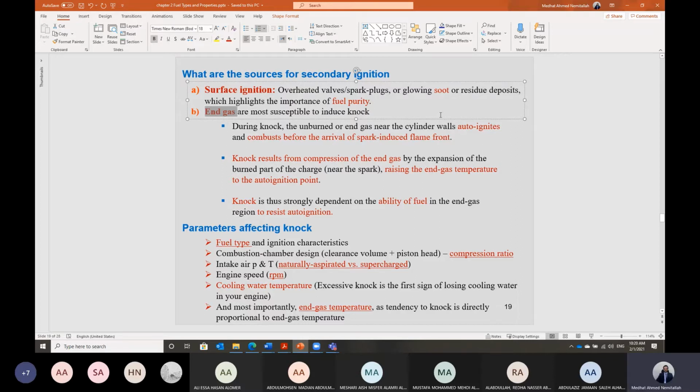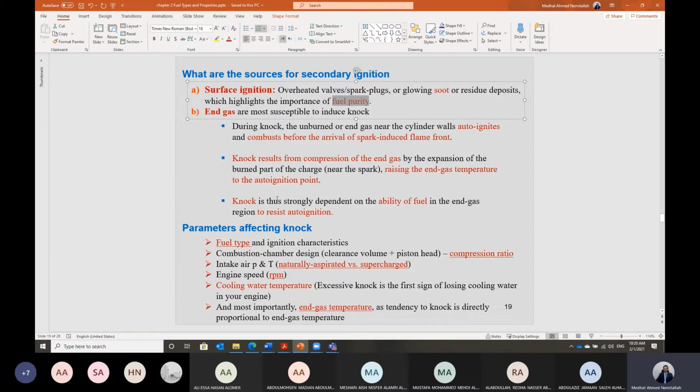That means in this case, we'll have engine knock. And this reflects, guys, the importance of fuel purity. We have to use a pure fuel so that we don't have soot accumulated on the intake valve or spark plug, because if we have such accumulation, this will act as a source of ignition for the fuel. So in this case, it will also cause engine knock.